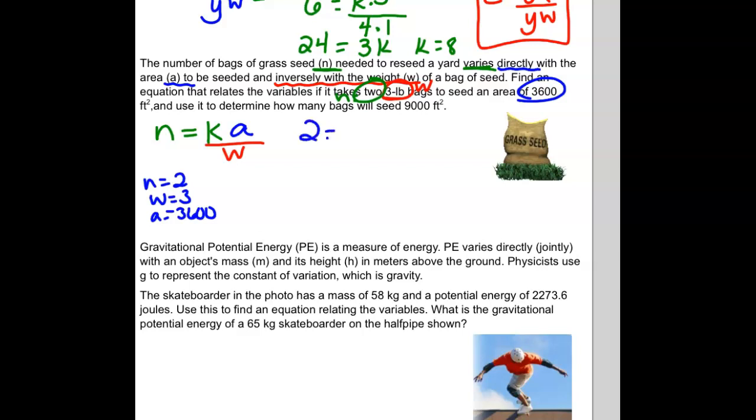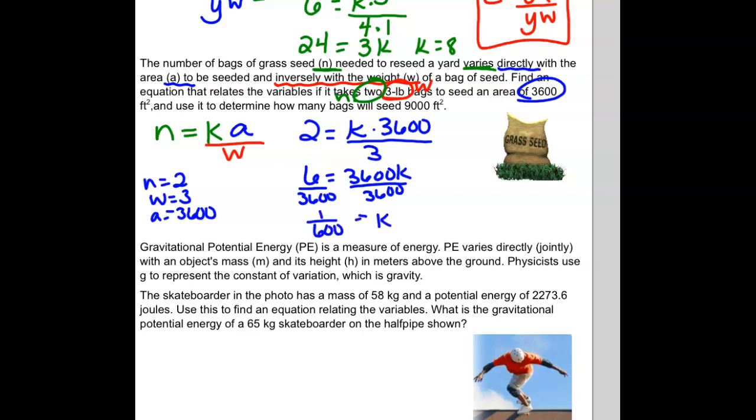We have 2 equals our constant of variation times our area divided by our weight. They were 3-pound bags, so W is 3. Now to solve this, we're going to multiply the 3 over to the left side. So 6 equals 3,600 times K. When we divide that out, we end up with K being 1 divided by 600. That's what it would reduce to. 6 divided by 36 would be 1/6. So 6 divided by 3,600 would be 1 over 600.